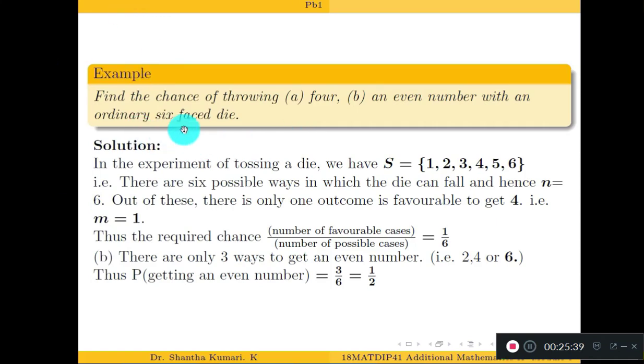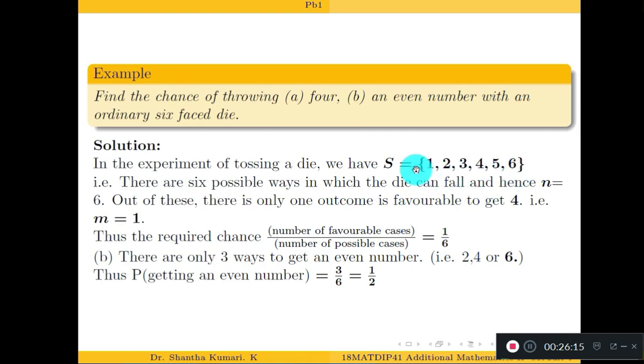Now let us start with the simple problems. Find the chance of throwing or rolling 4 and an even number with an ordinary 6-faced die. Okay, what you have to do? The experiment is tossing a die, throwing a die or rolling a die. You can use any word. So when you throw a 6-faced die, which are the outcomes? List them. You get 6 outcomes.